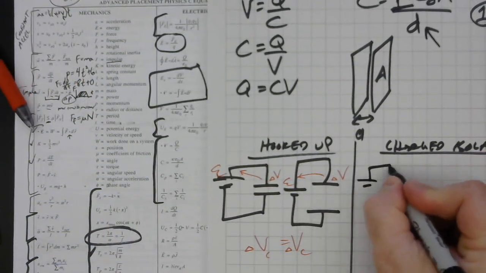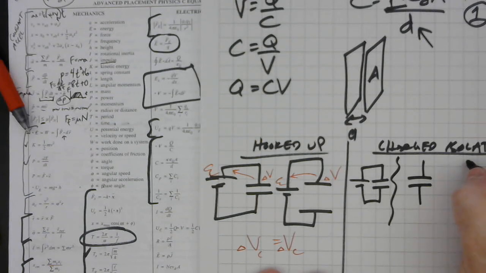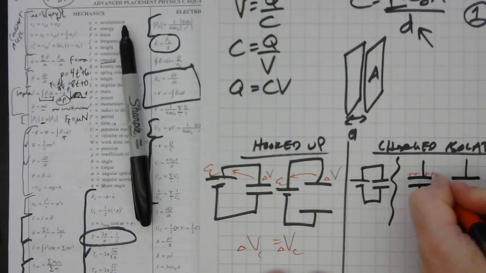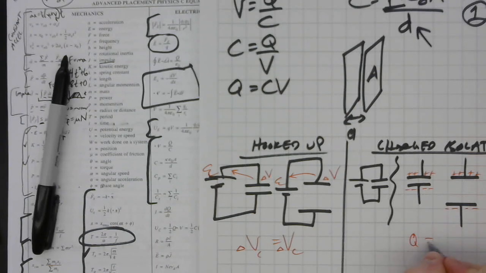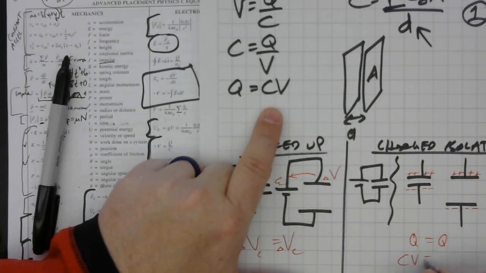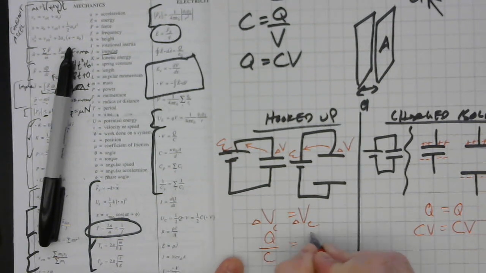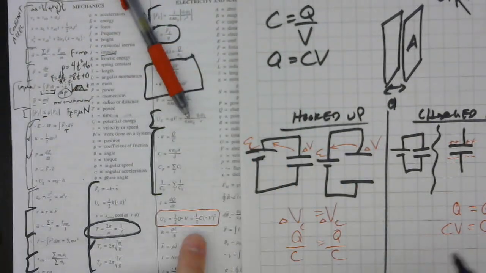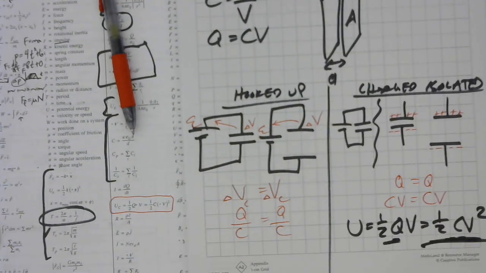But when I charge my capacitor and then I disconnect, so the battery is no longer connected to it, now when I change it, what stays the same is the charge. If I have a whole bunch of charges on here, that didn't change because it's isolated. So in this case, the Q's are equal, and since Q equals CV, I could say CV equals CV. But in the battery case, since the potentials are the same, I can say Q over C equals Q over C. A lot of times they're going to ask you about energy. Energy is 1/2 QV, but a lot of times we use 1/2 CV squared, because sometimes you don't know what the charge is and it's an extra step to solve for it. So 1/2 CV squared is the better way to do it.